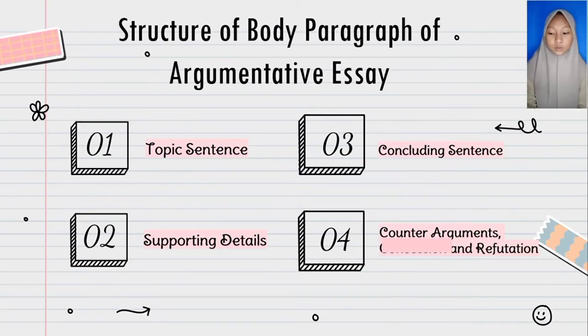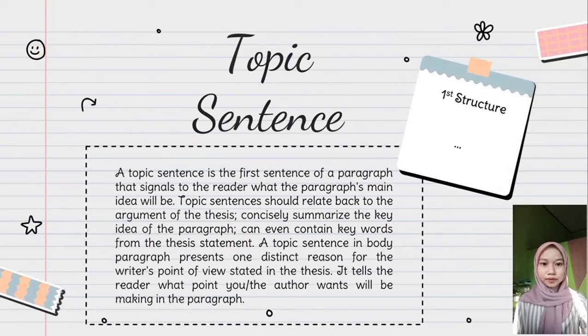This is the structure of a body paragraph of an argumentative essay. 1. Topic sentence. 2. Supporting details. 3. Concluding sentence. And last, counter-arguments and refutation. Now, let's move to the topic sentence.